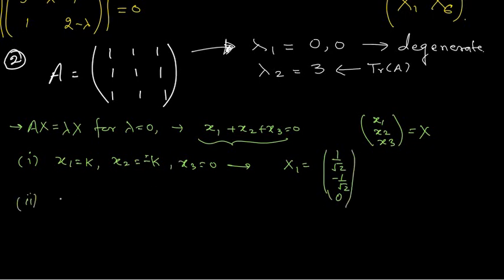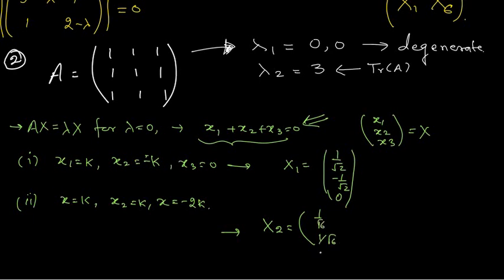For the second, you can put x1 = k, x2 = k, and x3 = -2k. This also satisfies this equation. So if you wish to find the normalized eigenvector, this will be x2: 1 by root 6, 1 by root 6, and this will be twice, so minus 2 by root 6. Sorry, yeah, this will be minus 2 by root 6. So this will be your second eigenvector.